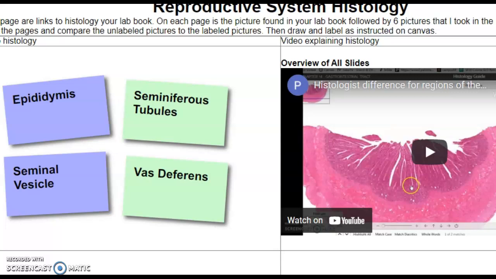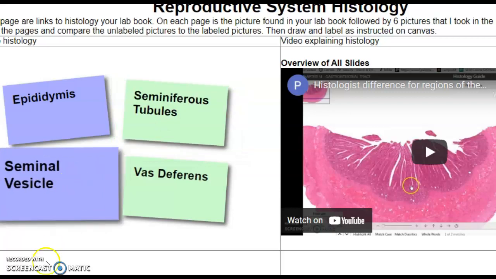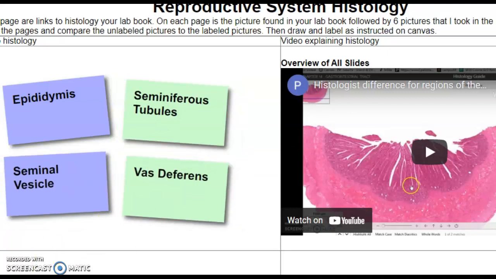This video is going to go over the histology of the epididymis, seminiferous tubules, seminal vesicles, and vas deferens. If time, I will include sperm, the penis, and the prostate at the end. However, I don't have very many pictures of those slides, so that is why they are not in here. We'll start with the epididymis.